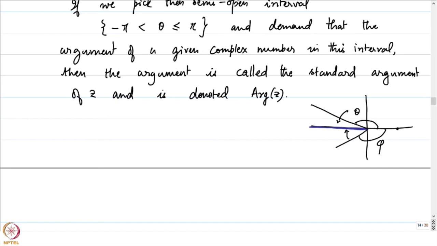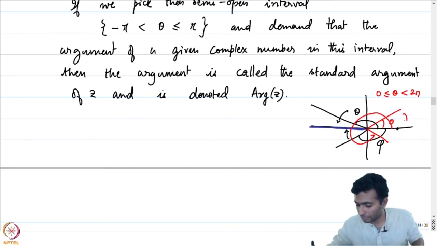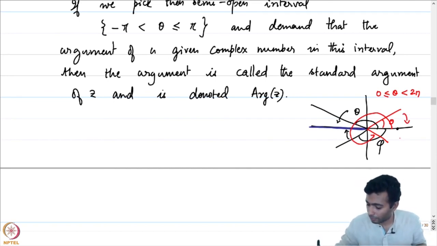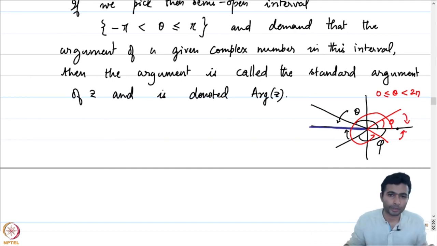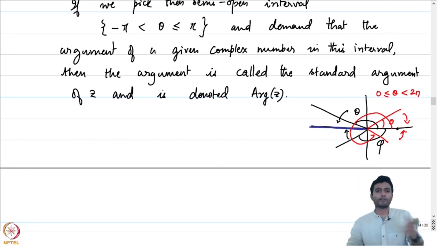This discontinuity on the negative real axis can be shifted by considering a different semi-open interval of size 2 pi. If we are to pick 0 less than or equal to theta less than 2 pi, then this is what we were considering for some time. So this is going to be our theta, and again the angle is going to be like this, and the discontinuity in this case will be on the positive real axis, because if you go in this direction, theta will converge to 0, and if you go in this direction, theta will converge to 2 pi. There will be a discontinuity on the positive real axis. So there is no way of totally avoiding a discontinuity. You can shift, however, the discontinuity from one line to another. Yeah, maybe I should stop here.